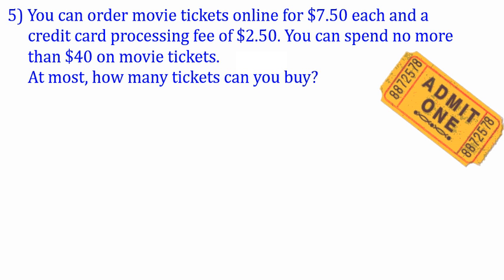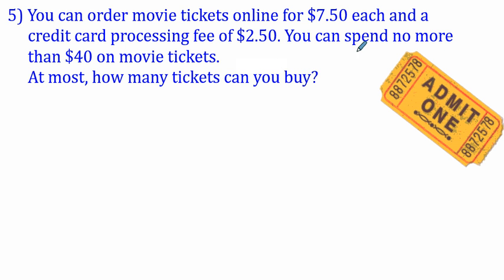So think about what we were doing before in our problem-solving process. What do we know? Underline that. What do we want to know? Circle that. Also think about what kind of variables we have to work with for this scenario. Well, we know we can order movie tickets for $7.50, so I could underline that. And there's a flat credit card processing fee of $2.50. We know we can spend no more than $40 on movie tickets.